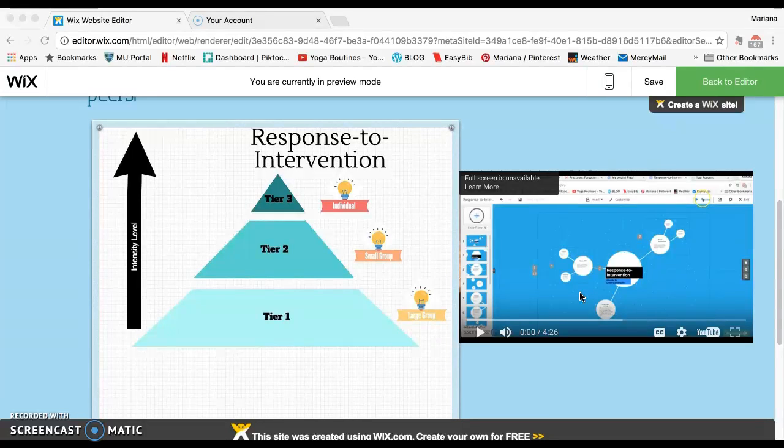So before I took this class, I really had no idea what response to intervention was. And I remember in high school hearing about PBIS, the positive behavior response to intervention model for behavioral problems, which uses the same pyramid form.